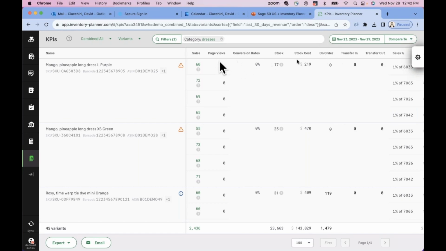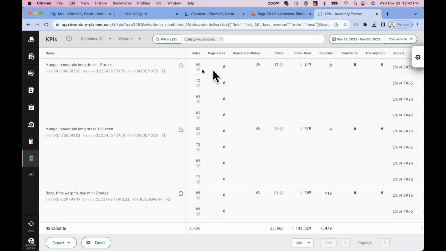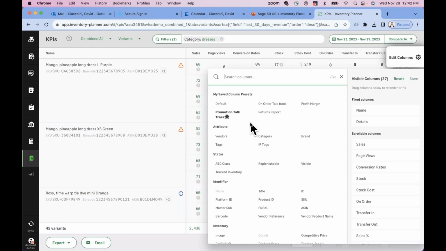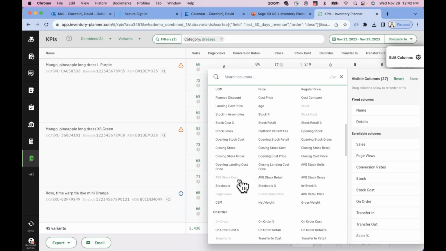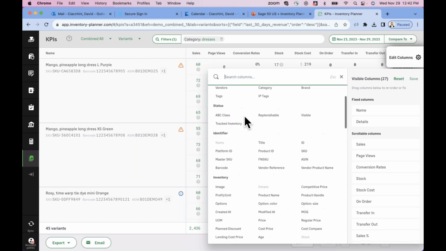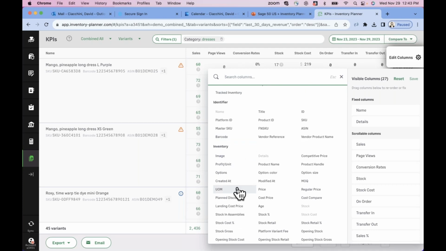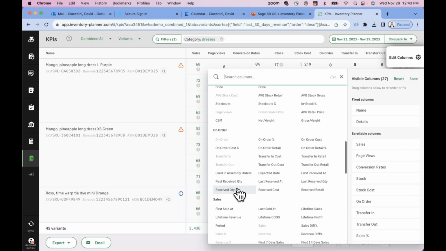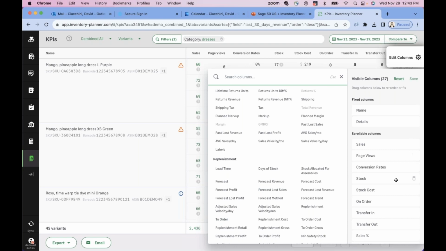But this is just scratching the surface, right? To my earlier point, there's 200-plus KPIs that you can bring into these reports. So just to give you a little bit more detail here, everything in my report that is grayed out is what I'm showing: the name of the item, the details of the item, the stock costs, the page views, what's out on order, what's being transferred in and out. Anything in black here is another metric that I can make available in these reports. So I have a ton of inventory metrics I can pull into these reports, on-order metrics, past sales history metrics, replenishment or forecasting metrics, and then I can always rearrange the columns.